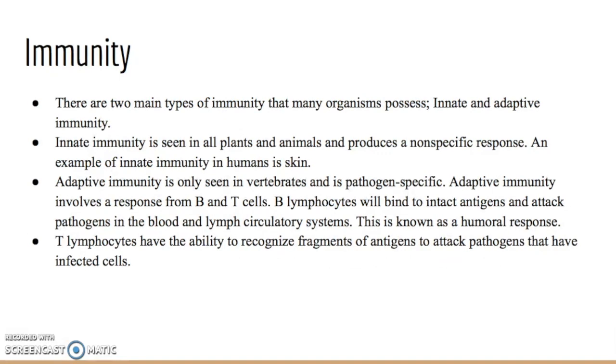Immunity. There are two types of immunity that many organisms possess: innate and adaptive immunity. Innate immunity is seen in all plants and animals and produces a non-specific response. An example of innate immunity in humans is the skin. Adaptive immunity is only seen in vertebrates and is pathogen-specific. Adaptive immunity involves a response from B and T cells.